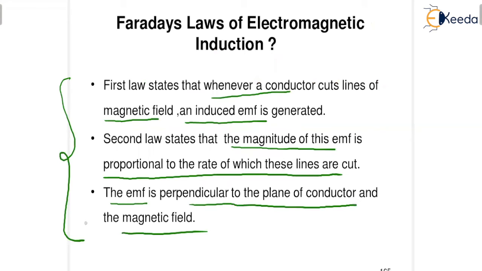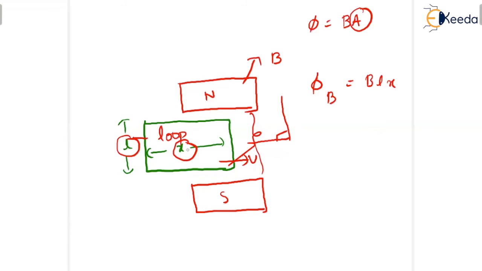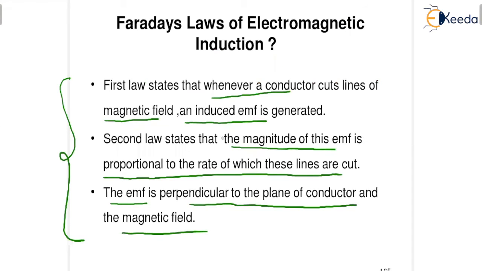Whenever a conductor cuts the lines of magnetic field, an induced EMF is generated. So whenever this conductor is cutting this particular magnetic field, then EMF is generated. That EMF I'm going to tell you later. And the magnitude of the EMF generated is proportional to, as I told you, the rate at which the lines are cut.